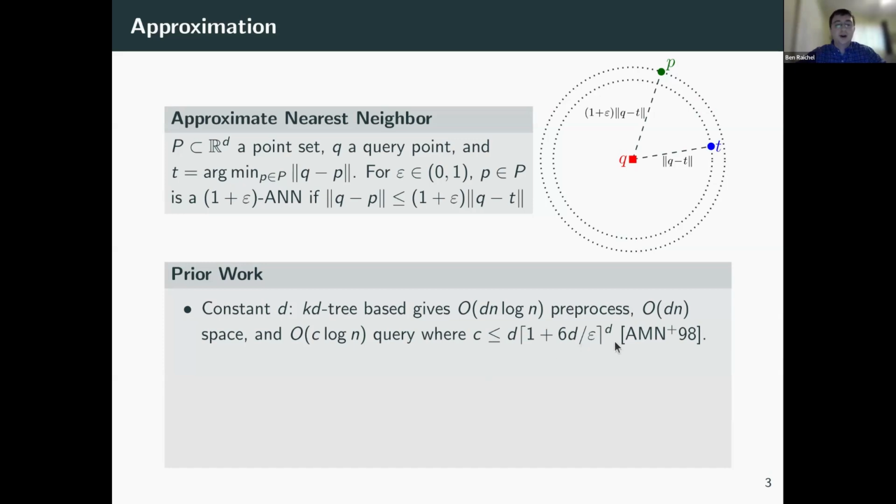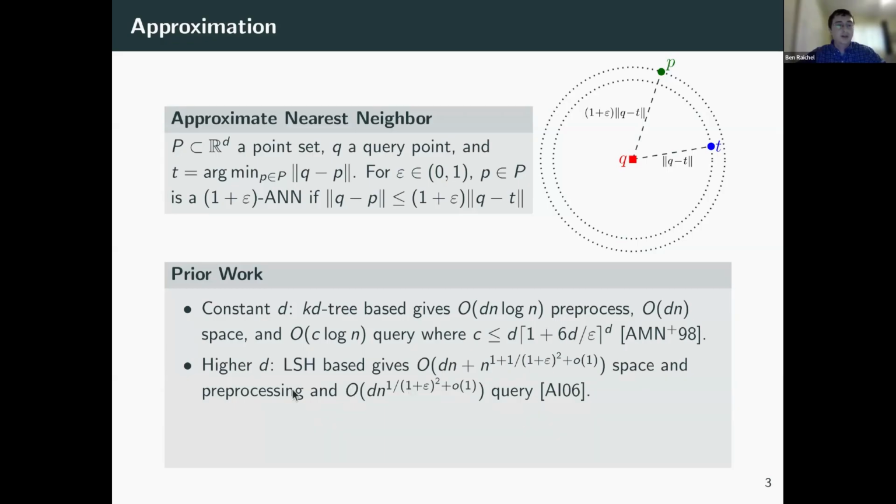So you might say, okay, for high dimensions, can I do something which isn't exponential in the dimension? For higher dimensions, there is something called LSH, locality sensitive hashing, which gives this scary looking space and query time. But you just look at these terms in the middle here, n to the 1 plus 1 over 1 plus epsilon squared space, and n to the 1 over 1 plus epsilon squared query time, which you should read as: I'm getting subquadratic space and I'm getting sublinear query time.